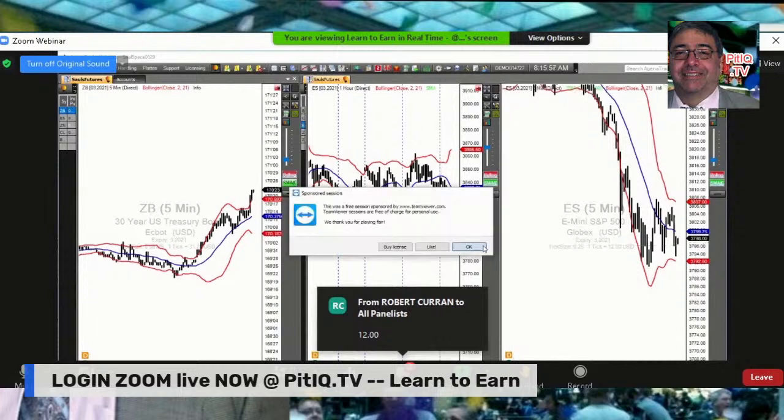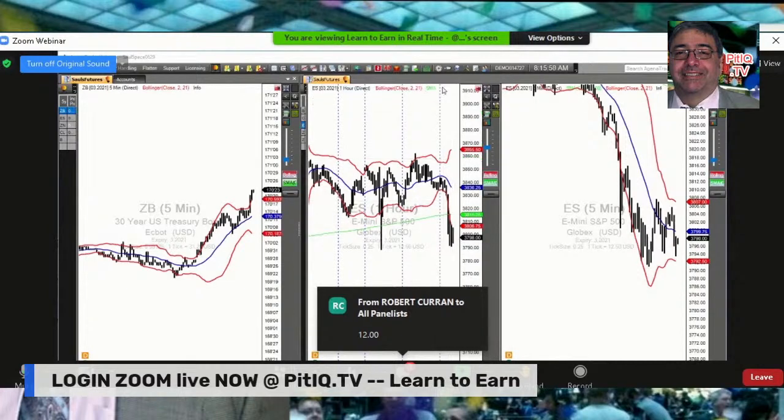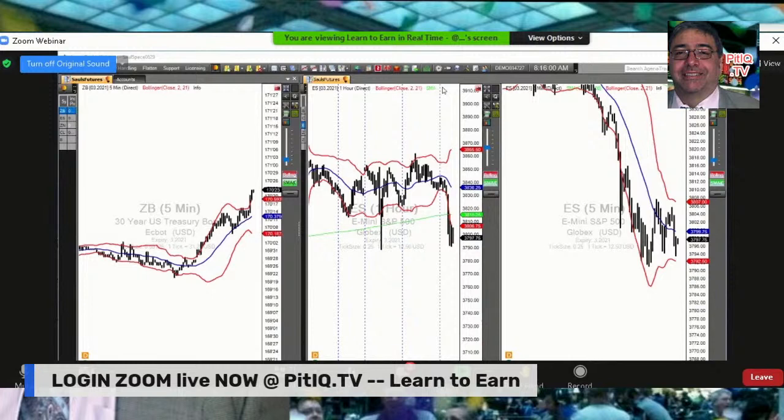You should see a series of 3 charts in a separate chart window. Two time frames for the S&P 500 E-mini and a 30-year bond chart.